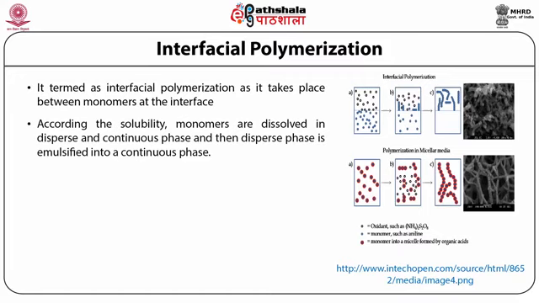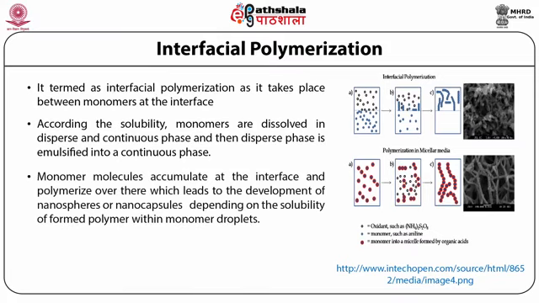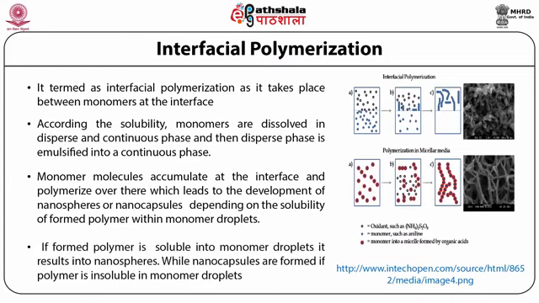According to solubility, monomers are dissolved in the disperse and continuous phase, then the disperse phase is emulsified into the continuous phase. Monomer molecules accumulate at the interface and polymerize there, which leads to the development of nanospheres or nanocapsules depending on the solubility of the formed polymer within the monomer droplets. If the formed polymer is soluble in the monomer droplets it results in nanospheres, while nanocapsules are formed if it is insoluble in the monomer droplets.